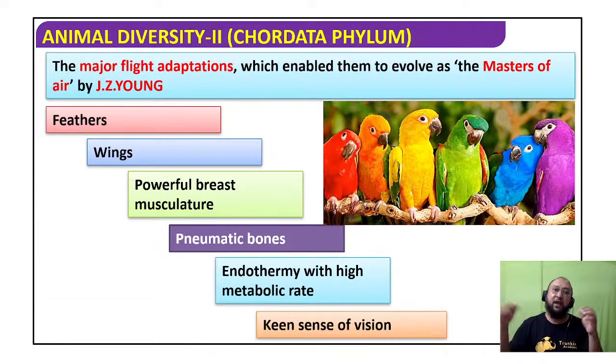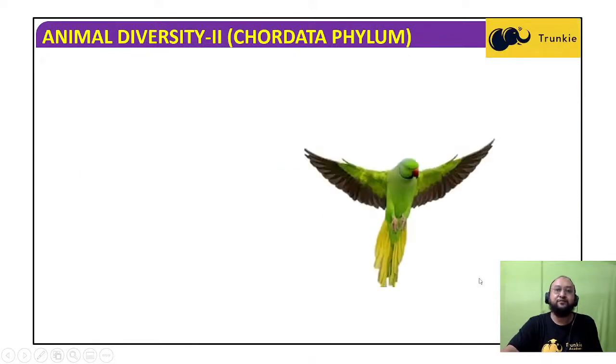Because they are flying, powerful muscles are needed. Pneumatic bones are soft and light and reduce the weight of the body. Endothermy maintains the normal body temperature, because a high metabolic rate is required when they are flying and moving their wings. And keen sense of vision: the sense of vision is very highly evolved. These are the different adaptations.